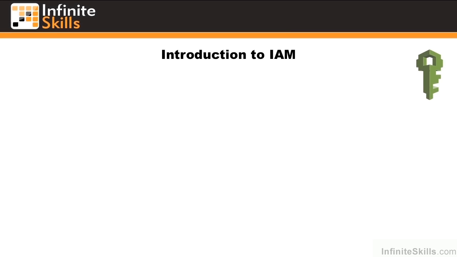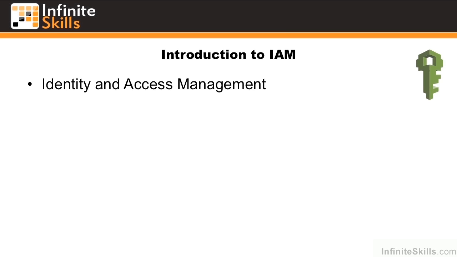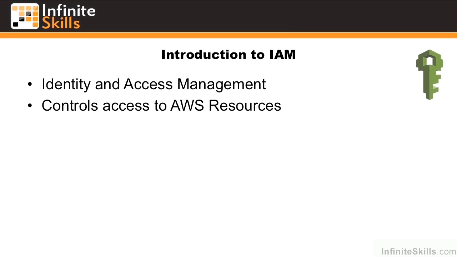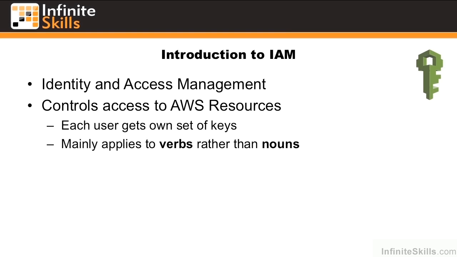In this chapter, we're going to look more closely at IAM, or Identity and Access Management. IAM is the preferred way to control access to AWS resources. With IAM, each user gets their own set of keys, and if we want to restrict access for a particular user, we can simply restrict or revoke those keys.